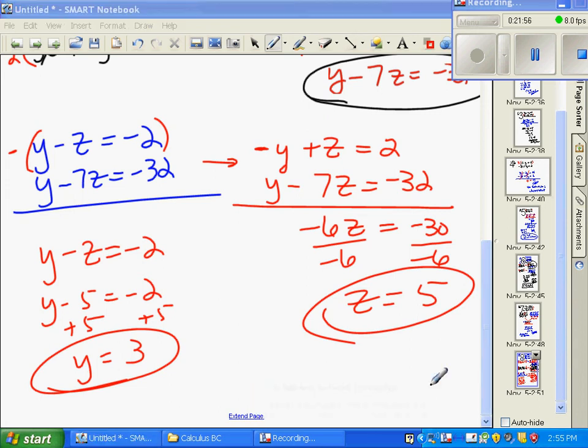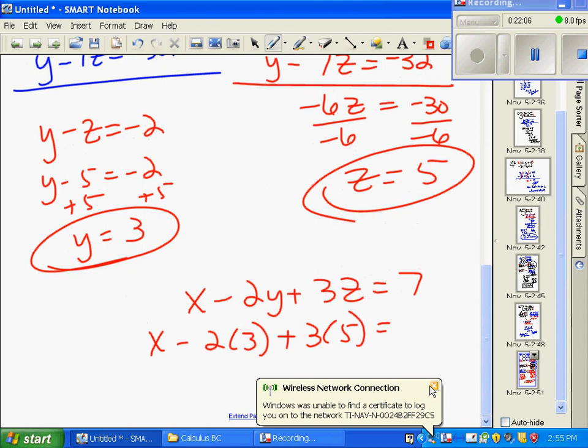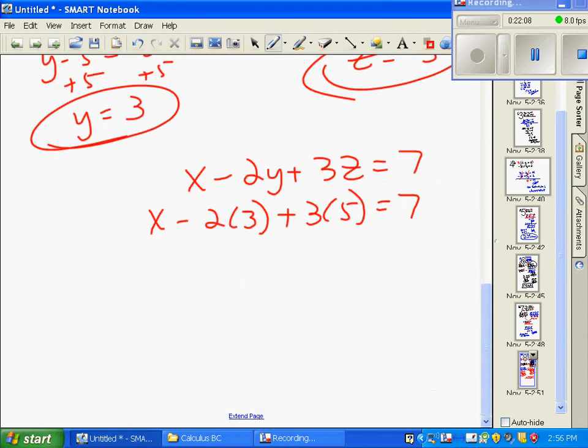Now let's go to my original equation where I had x minus 2y plus 3z equal to 7. So I get x minus 2 times 3 plus 3 times 5 equal to 7. And I get x minus 6 plus 15 equal to 7. So I'm going to get x equal to 2. Is that right?